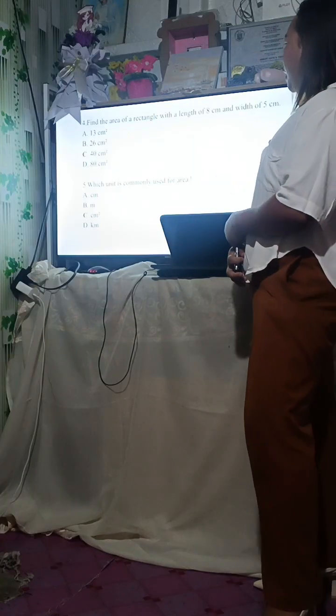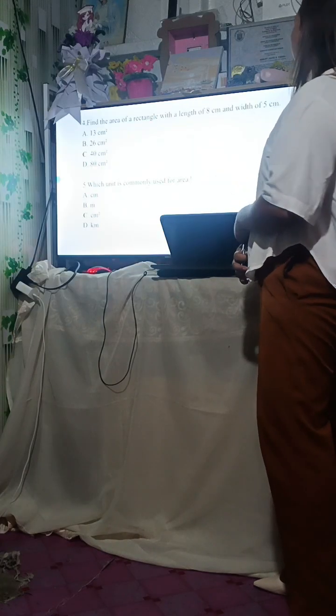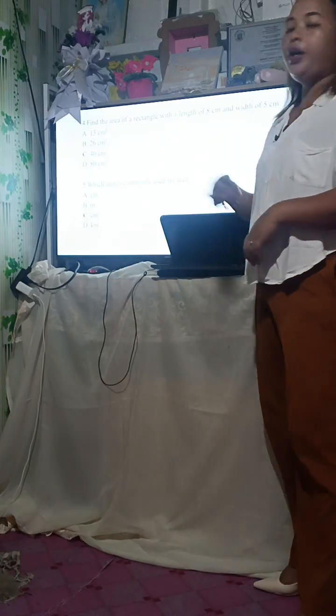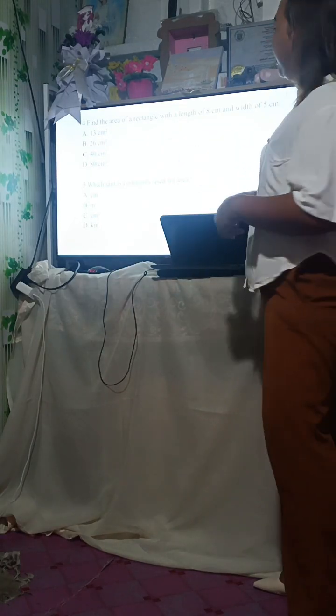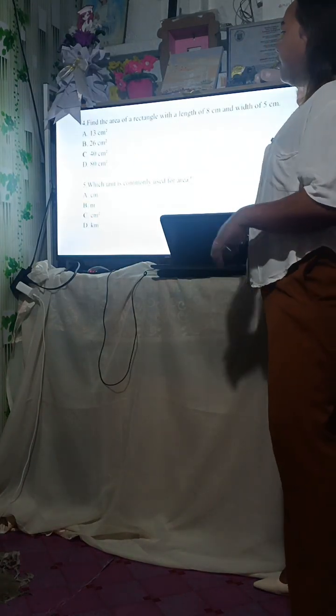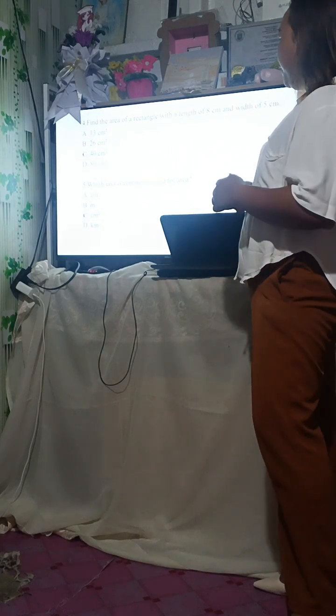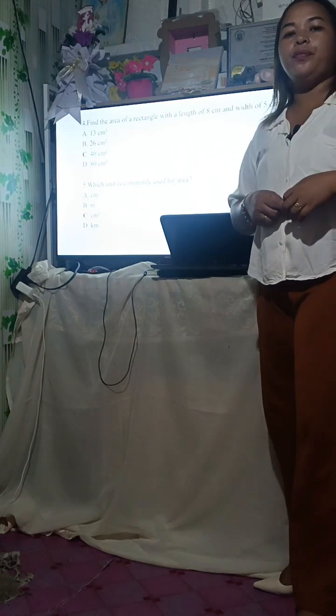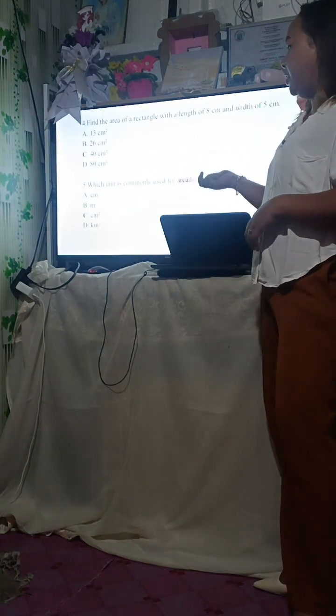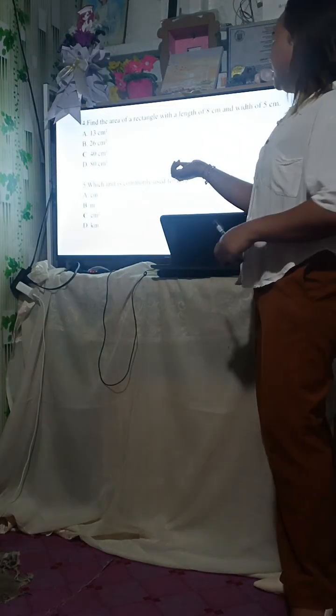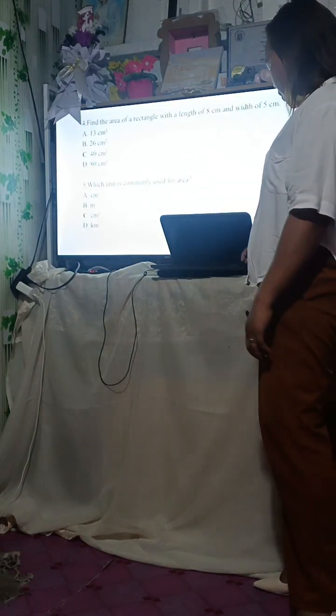So now, number 4, find the area of a rectangle with a length of 8 centimeter and width of 5 centimeter. Okay, who wants to answer number 4? Yes? Very good. The answer is letter C, 40 centimeter. And number 5, which unit is commonly used for area? A, centimeter. B, meter. C, centimeter squared. Or D, kilometer. Okay, that's good. The answer is letter C, centimeter squared.